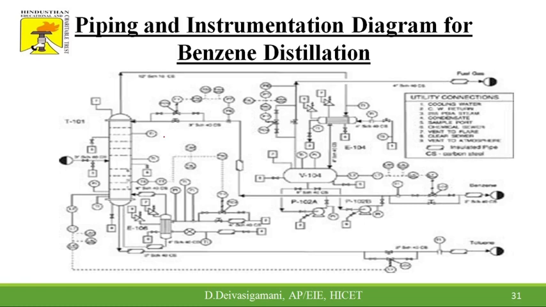And this is the P&I diagram for a benzene distillation column. It's one of the complex processes in the chemical industry. Just see the diagram, how complex it is. Anyhow, even though it's complex, we can easily identify all the components and diagrams by seeing this P&I symbol alone.